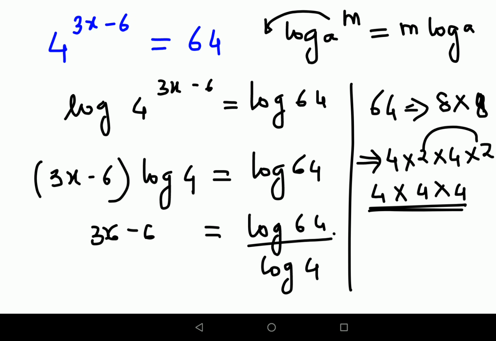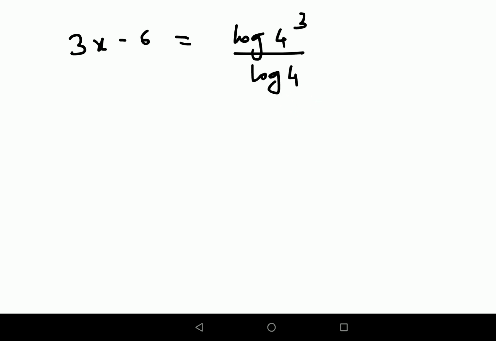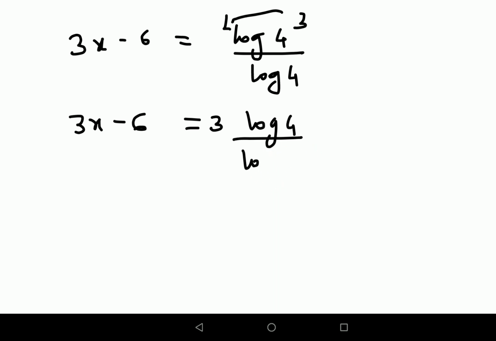Now you must be wondering why did I even think of doing this? Please remember 64 is completely divisible by 4. Whenever you have something like this, it is much advisable to find factors. So going ahead, 3x minus 6 equals log 64, which can be written as log 4 cube upon log 4. According to the law of indices, this index will come ahead, so 3x minus 6 equals 3 log 4 upon log 4.